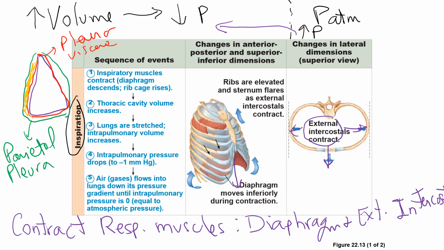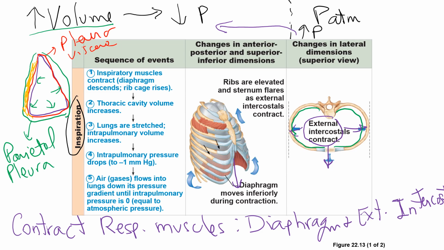Okay, so if you expand the thoracic cavity and the parietal pleura is essentially attached to the thoracic cavity, when you begin to expand it, you pull on the parietal pleura. But because the parietal pleura is glued to the visceral pleura, you're going to essentially pull on the visceral pleura and pull on the lungs. So the volume of the lungs is going to increase. It's going to stretch as we expand the thoracic cavity. We're going to increase the volume.